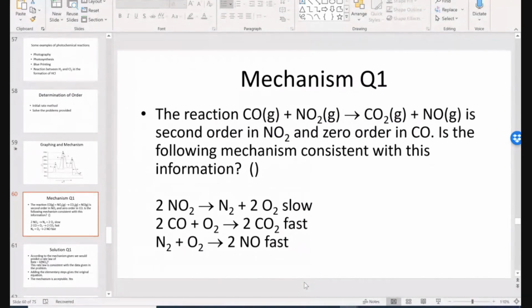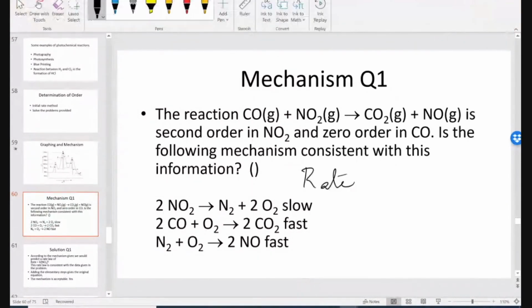So because they are already given you the value for the order of nitric oxide and carbon monoxide, you can write a rate law, right? Rate would be equal to k into concentration of NO2 raised to 2 into concentration of CO raised to 1 or raised to 0. So this doesn't count, right? This reactant doesn't count.